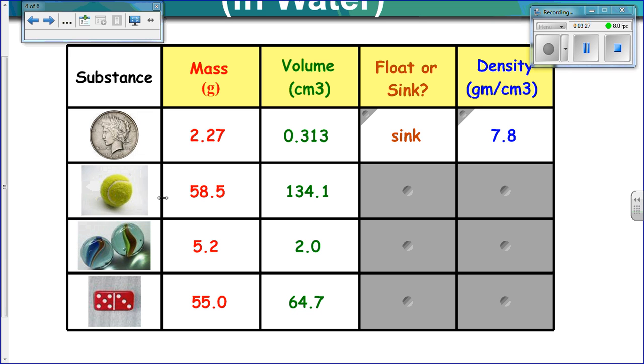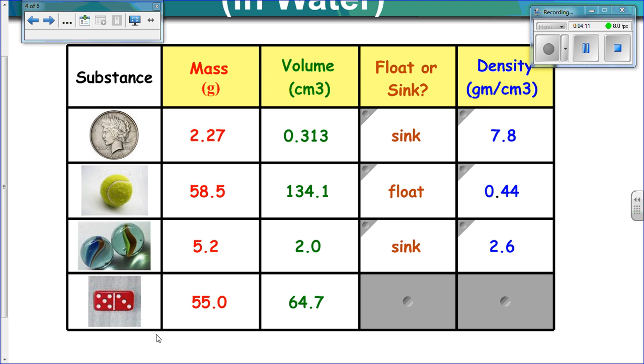The tennis ball has a mass of 58.5 grams and a volume of 134.1 centimeters cubed. So you divide and you get 0.44. That is less than 1, so our object will float. The marbles have a mass of 5.2 grams and a volume of 2.0 centimeters cubed. We could just say 2. And if you divide, you get a density of 2.6. That is more than the density of water, so it would sink.